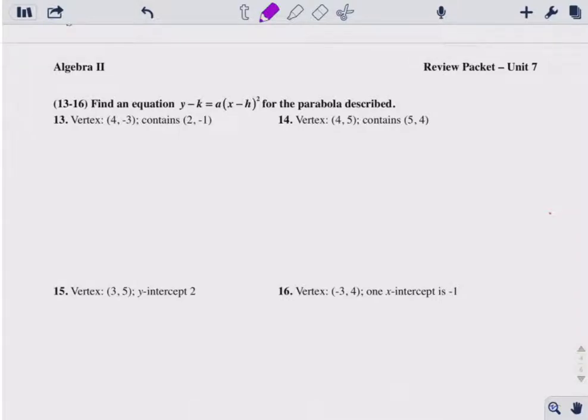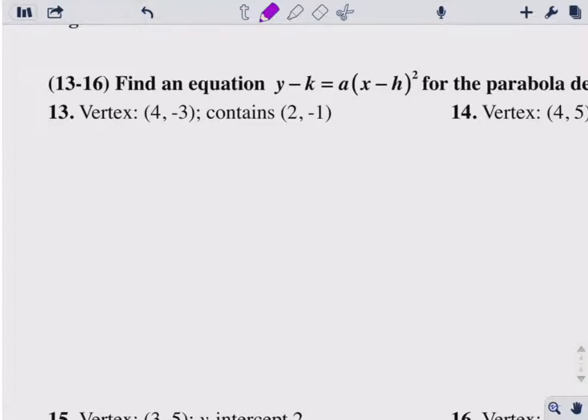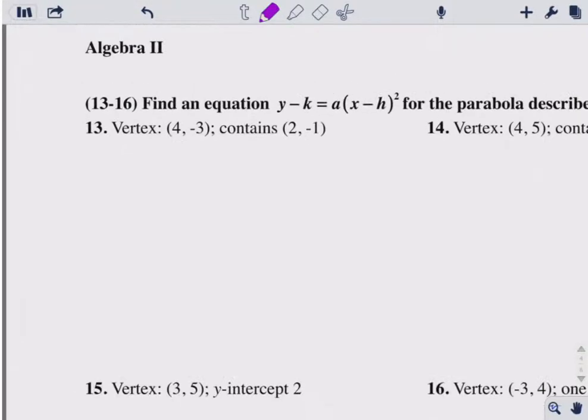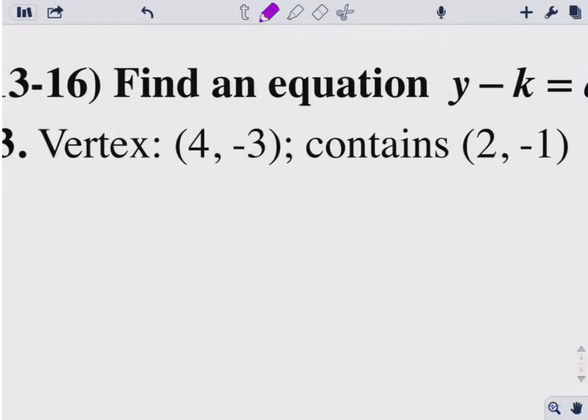Okay, this is page 4 of the review for Unit 7. We're going to find an equation in that form for the parabola described. So we're just going to pick out pieces for this.